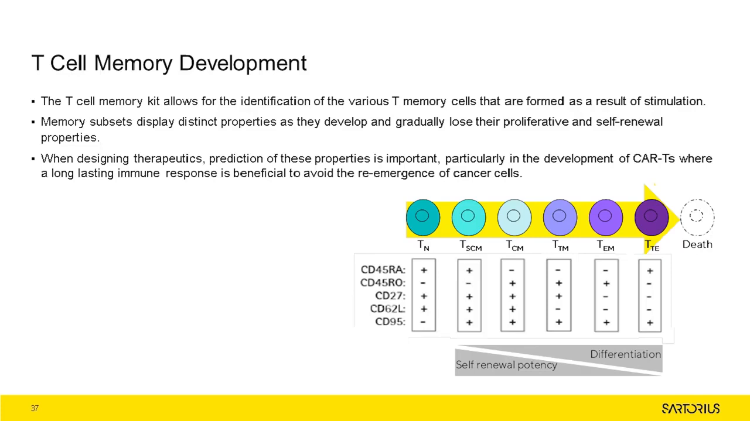The final area that this workflow covers in terms of T-cell characterization is T-cell memory development. This kit allows for the identification of the various subtypes of T memory cell that develop as a result of stimulation. The image on the bottom right shows how this progression drives T cells ultimately towards a more differentiated phenotype, which has decreased self-renewal properties.